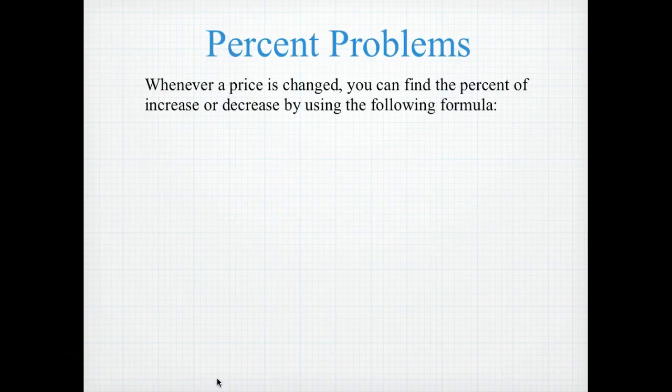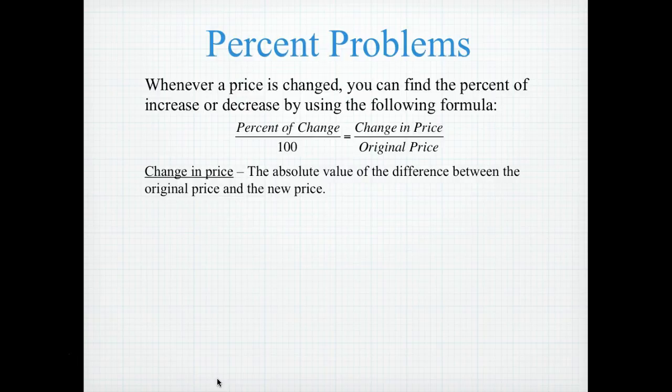Whenever a price is changed, you can find the percent of increase or decrease by using the following formula. Percent of change over 100 is equal to the change in price over the original price. So percent over 100 is equal to the change over the original. The change in price is the absolute value of the difference between the original price and the new price.